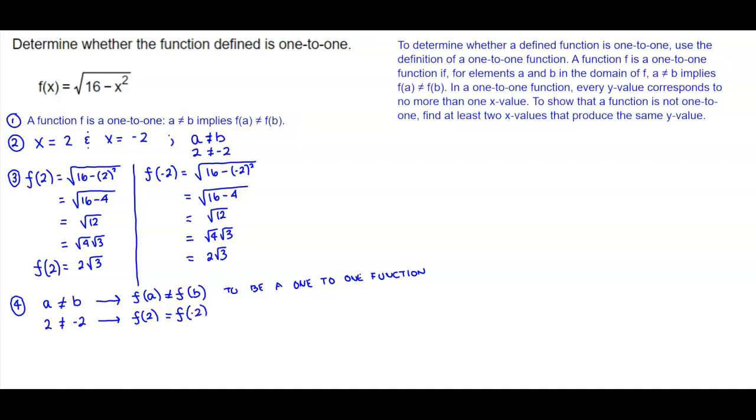Because you can see here that f of 2 is 2 times the square root of 3, and f of negative 2 is also 2 times the square root of 3. So therefore, we would say that this is not a 1 to 1 function.